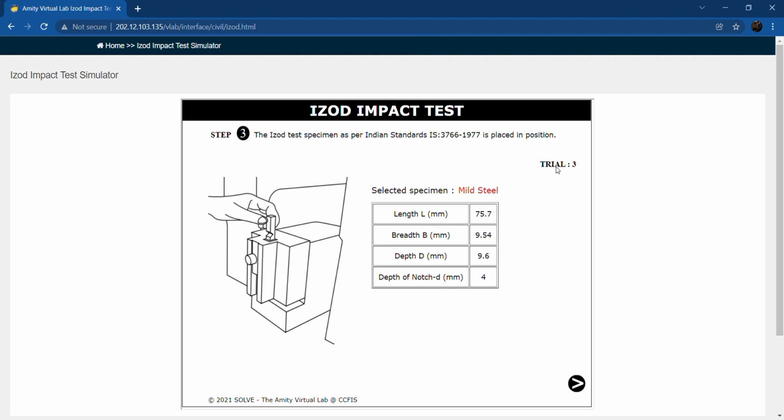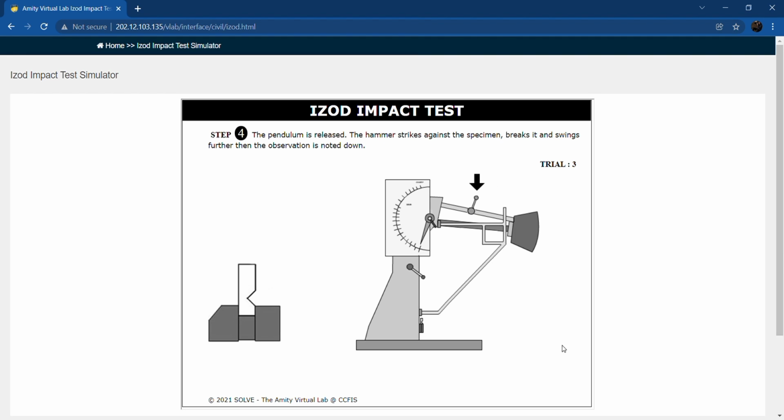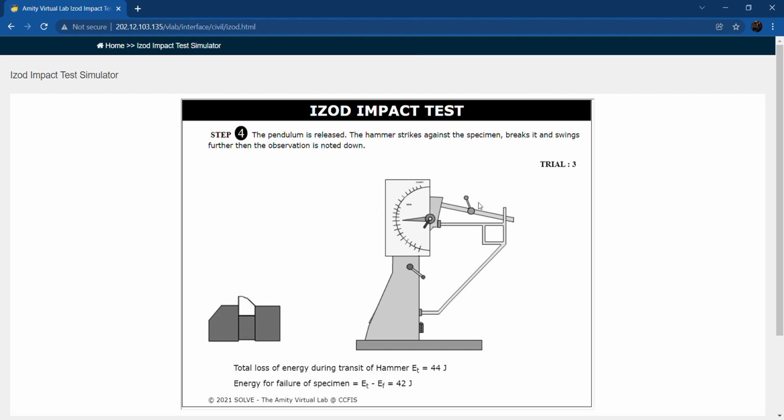Now repeating for trial 3, using the same exact specimen, mild steel, the length will be 75.7, the breadth B will be 9.54, and then the depth D will be 9.6. Depth of notch D is 4. Repeating again for trial 3. Total loss of energy during transit of hammer, ET, is 44 joule, and then energy for failure of specimen is ET minus EF equals 42 joule.